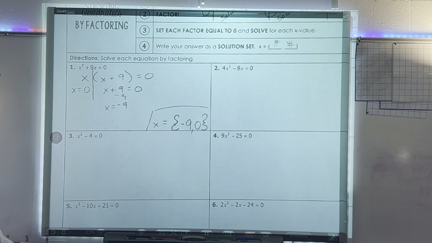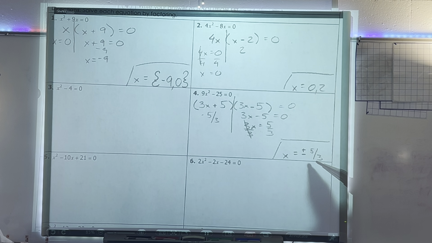Well, if this one became positive 5 thirds, then this one over here is going to become what? Negative 5 thirds. And so I would write that as x is equal to both positive and negative 5 over 3. Now, can you write x equals negative 5 over 3, comma, positive 5 over 3? Perfectly fine if you do that, but it is not necessary. It's okay to write it this way. Are y'all all right with that one?